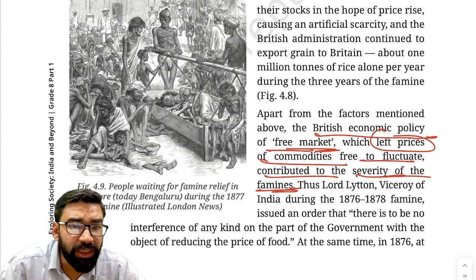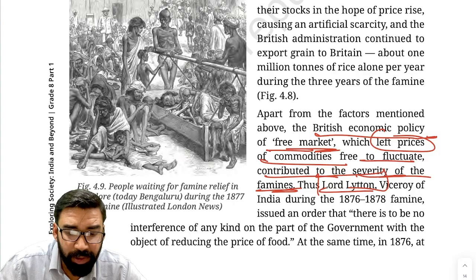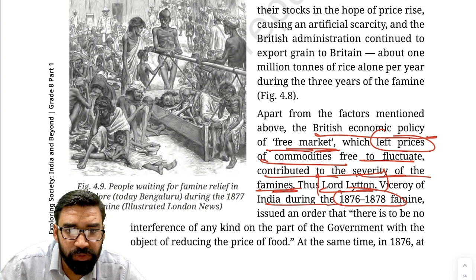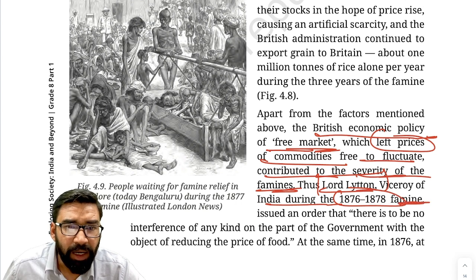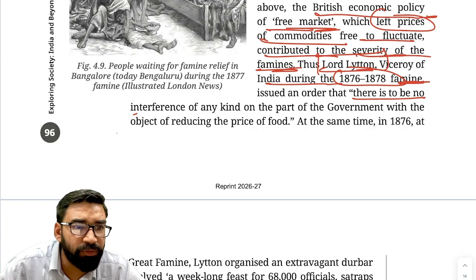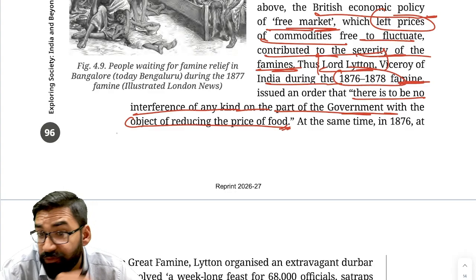Clear? That is why the Great Famine again came during the time period of Lord Lytton, who was the Viceroy of India, during 1876 to 78. Famine came, and he issued an order: there is to be no interference of any kind on part of government with object of reducing the price of food. That was his official statement.